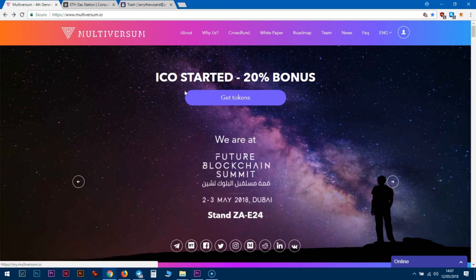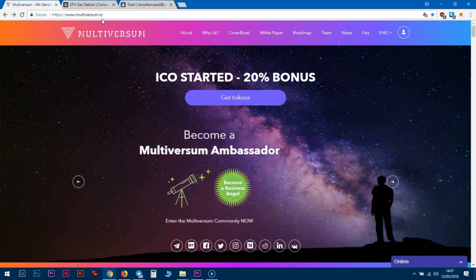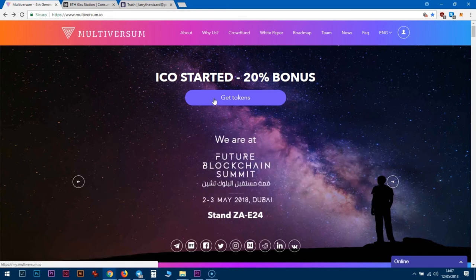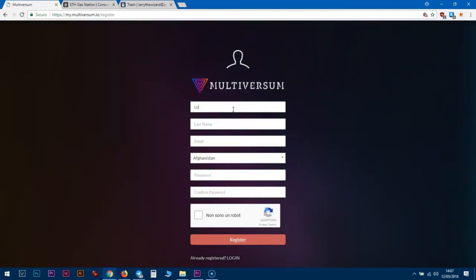First of all, you have to visit our website, which is www.multiversum.io, and click the Get Tokens button. Then you have to sign up. Please use a safe email address with a strong password.